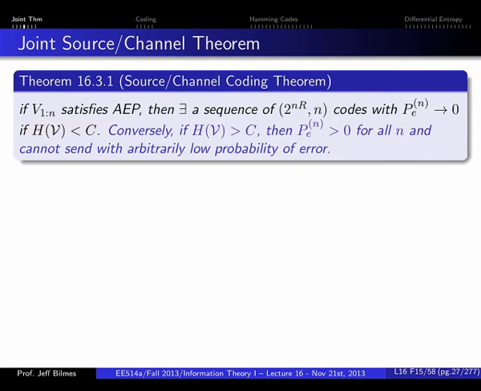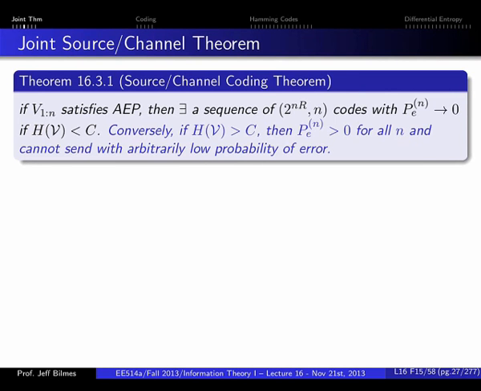And then conversely, if the entropy is greater than the capacity, then the probability of error is bounded away from zero for all n. That's the same way of saying it. We're sort of doing the contrapositive of a converse, but basically it's the same converse, just written slightly differently. Any questions about the statement of the theorem?